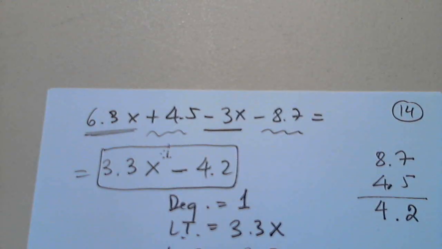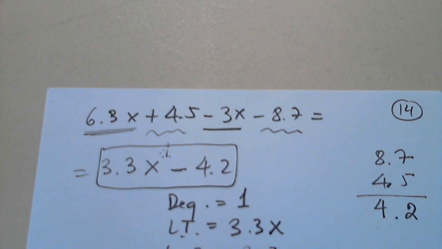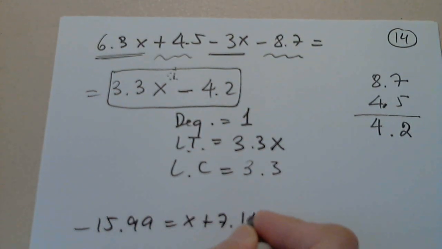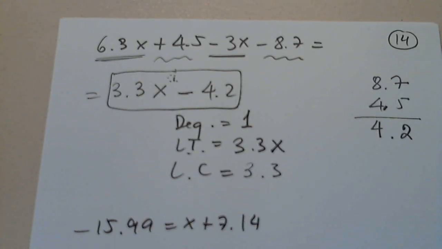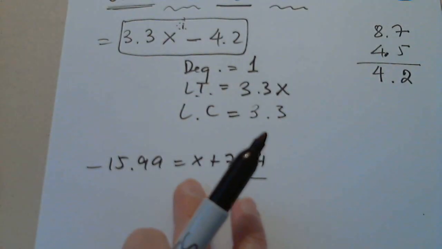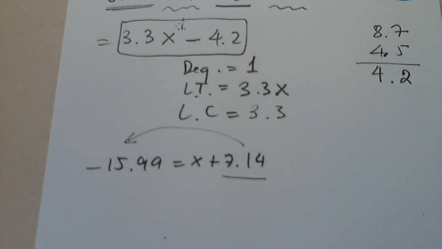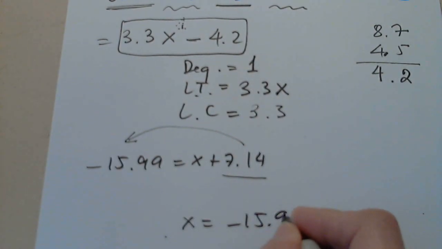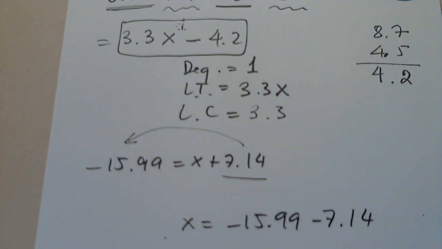Let's also look at an equation. This one or this one. Okay, let's work on this. Negative 15.99 equals x plus 7.14. Okay, so this is a term. It does not belong together with x. It has to go to the other side. The sign will change from positive to negative. So then x equals negative 15.99 minus 7.14.